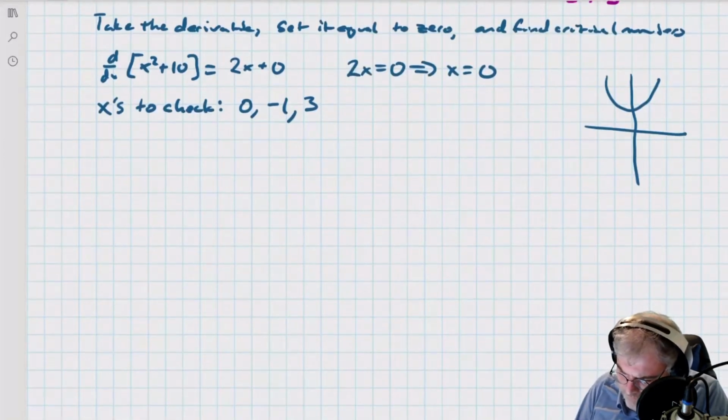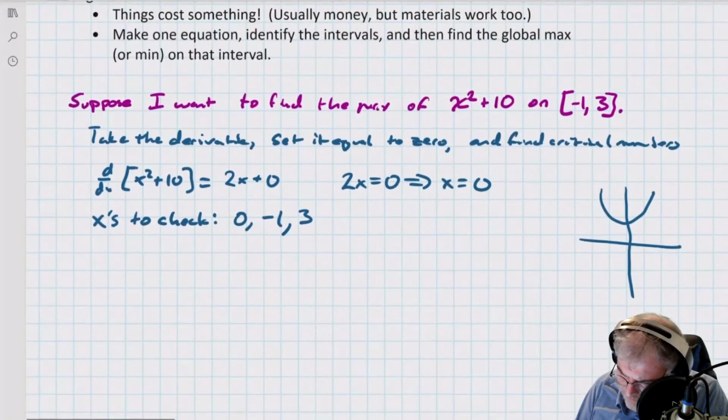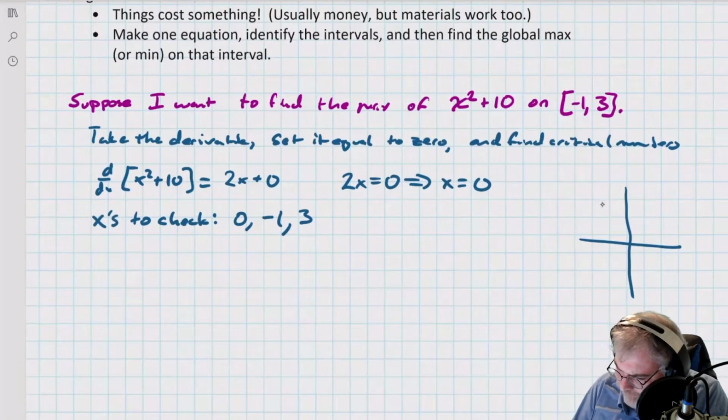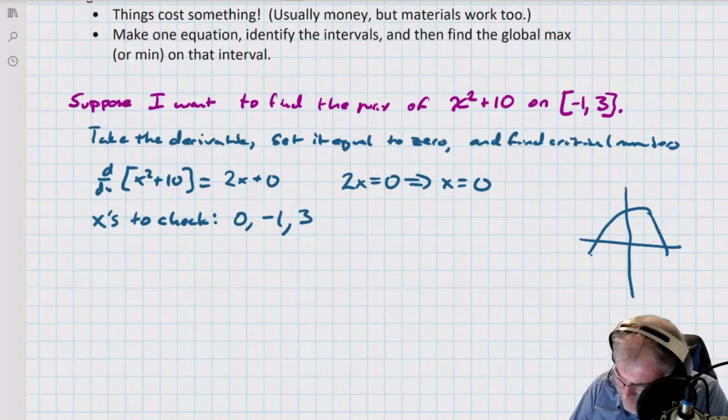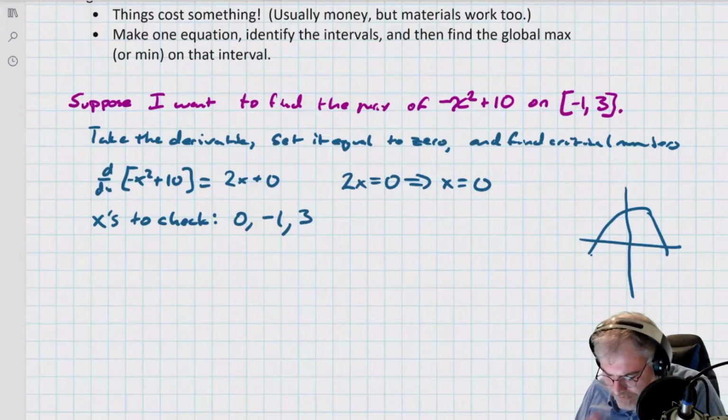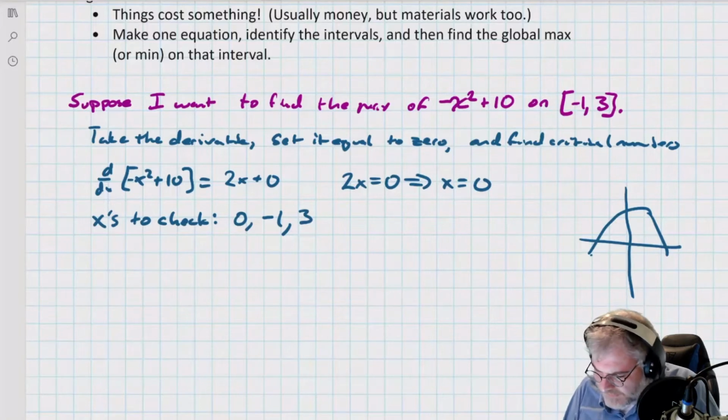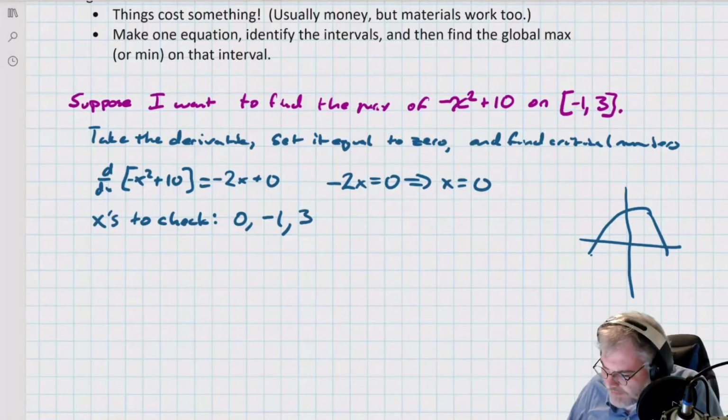Sorry, what did I want to do? I wanted to find the max, not the min. So I want this to be the max of negative x squared plus 10. You see what happens when things go wrong. But this is still negative 2x. There we go. Now I want to find this maximum.